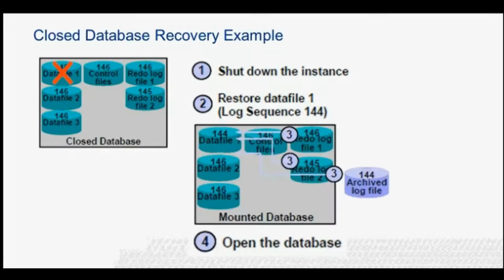We have determined that u01 contains corrupt blocks. This is where data file 1 is stored. By querying the v$datafile and v$tablespace views, we discovered that data file 1 is one of the files belonging to the system tablespace. So we will proceed as follows to recover the database.